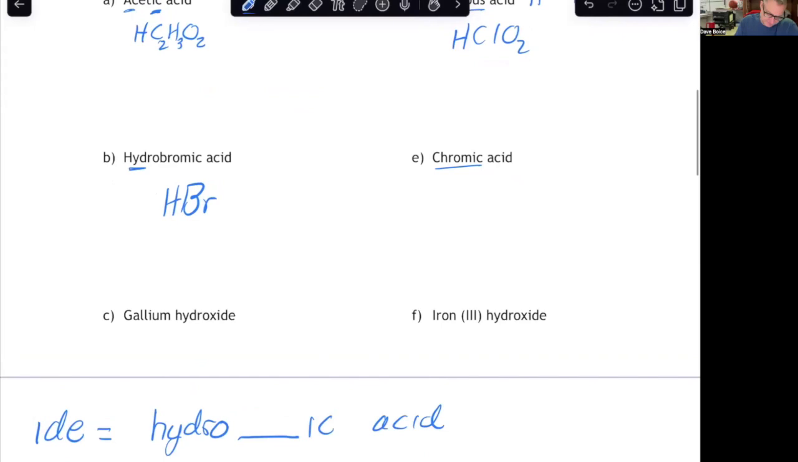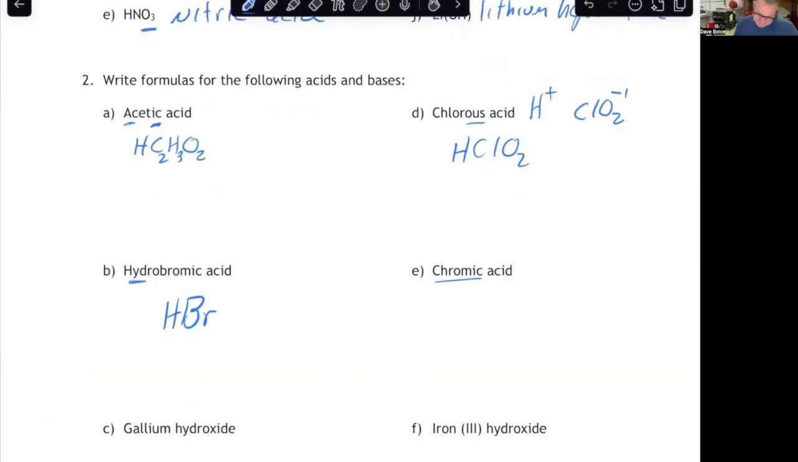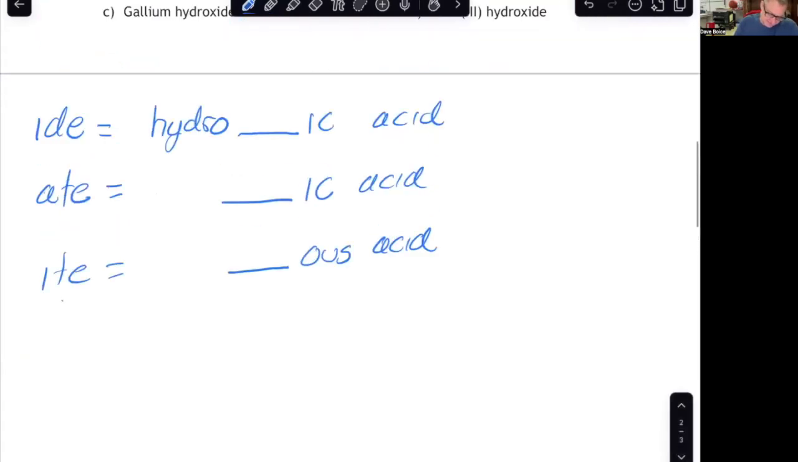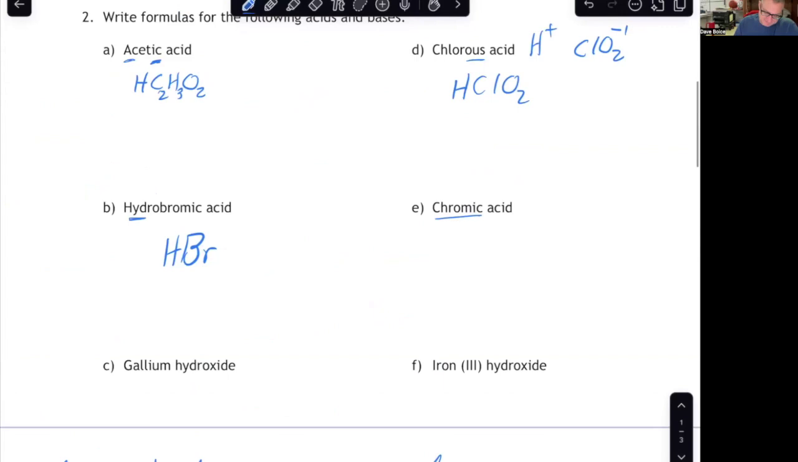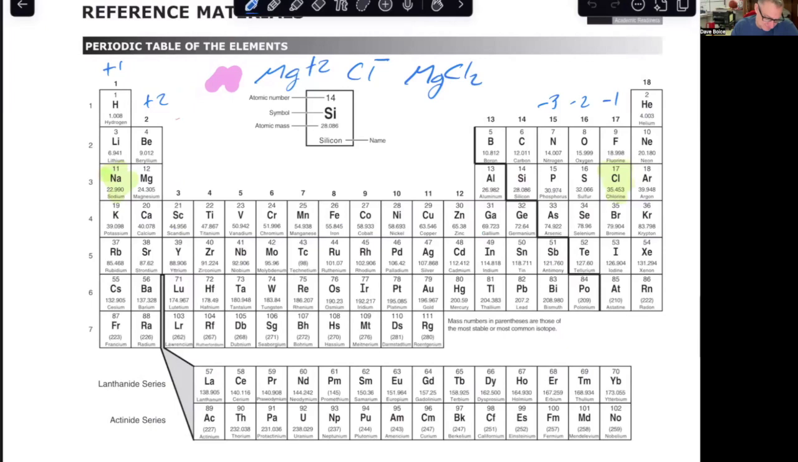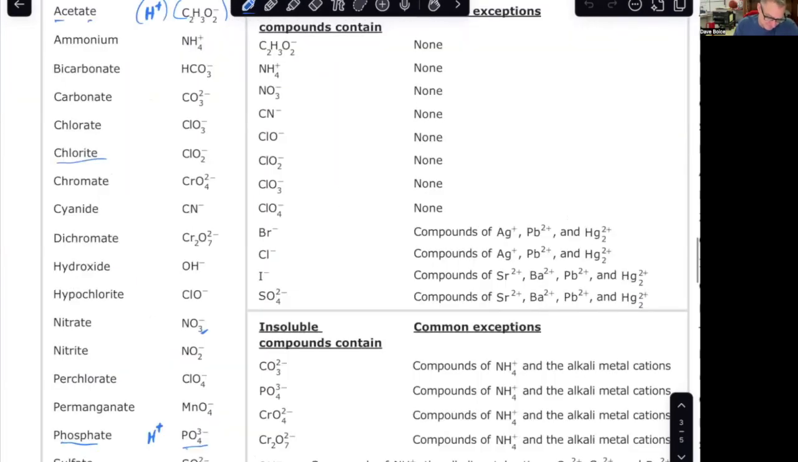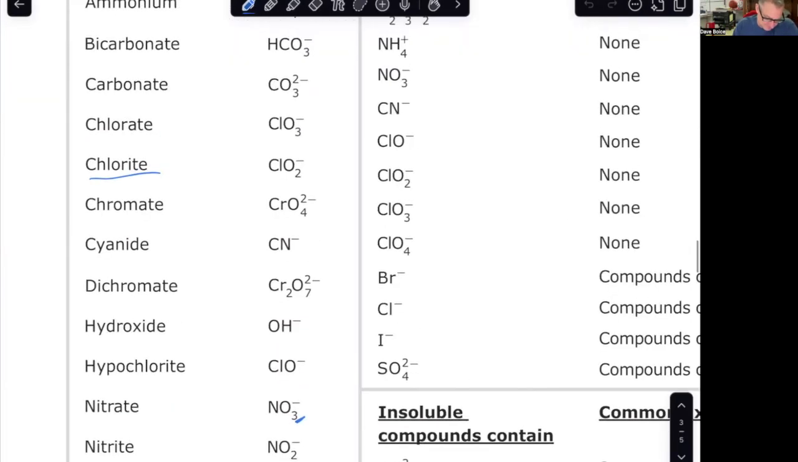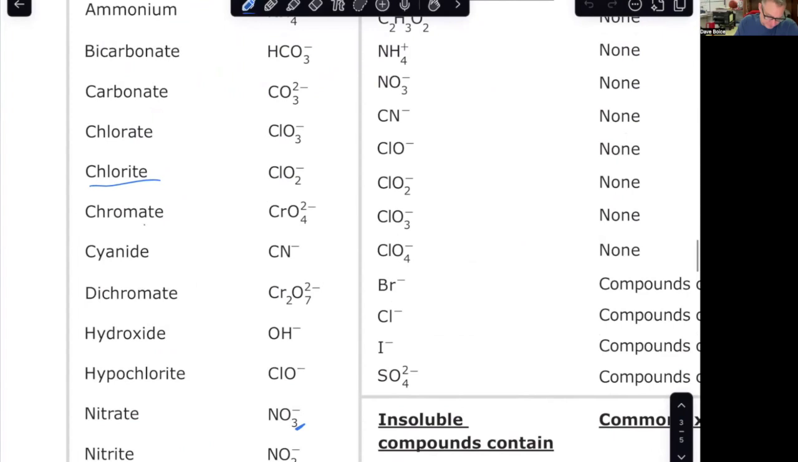And then let's see, chromic acid. I feel like we've already seen that, but no, I guess not. Okay, so ic, and ic comes from -ate, and it starts with Cr. So what did the Cr eat? Oh, here we go. Here's an O, here's a Cr, and that's CrO4 with a -2 charge.